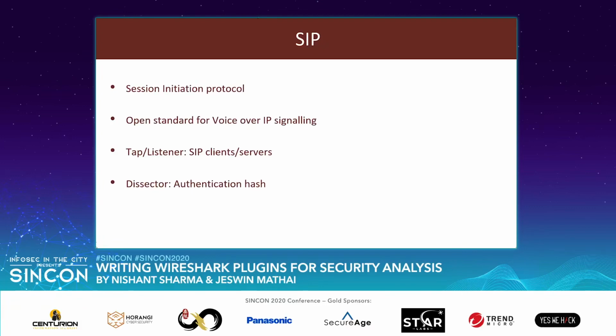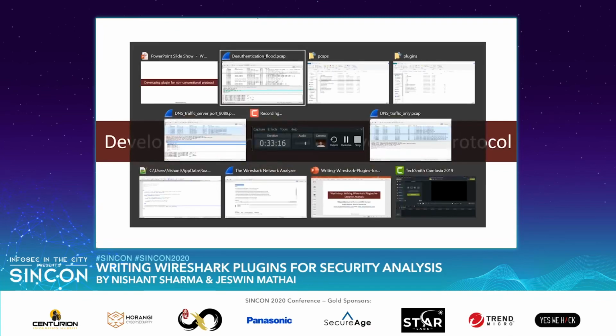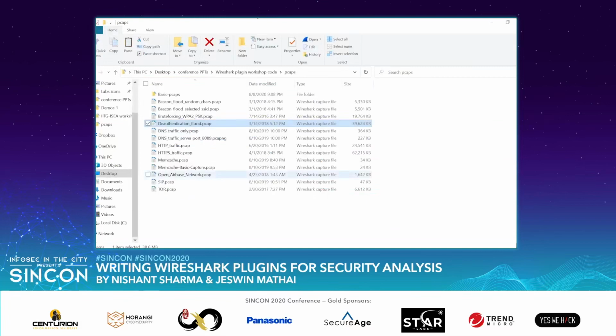So suppose you have a lot of traffic for SIP and RTP. You want to see what is happening. You want to create a summary out of it. And you also want a dissector to show you in clear the authentication hash that is used by these clients for authentication, right? So let's go back to the Wireshark. So this is the SIP capture. Open the SIP capture.